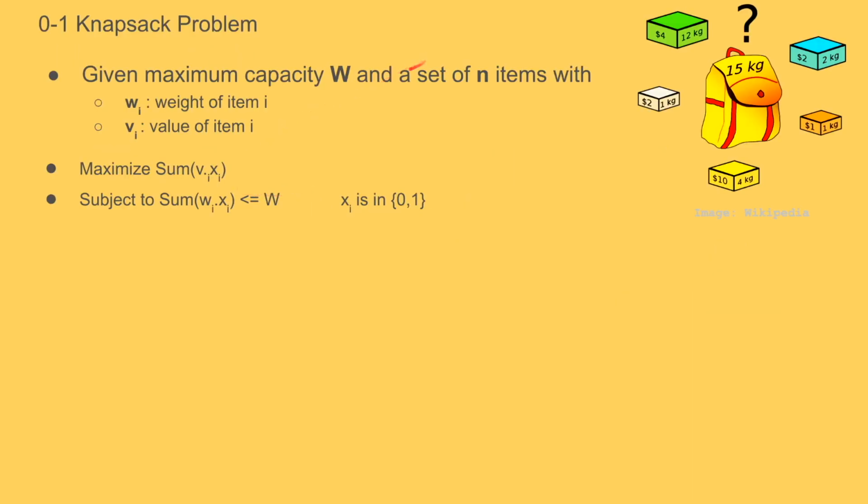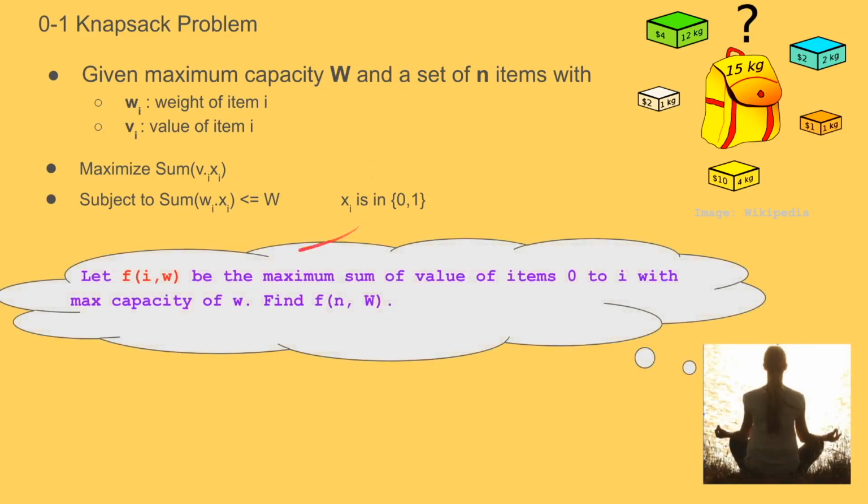All right, going back to the problem, let's propose a new cost function, where we added a second parameter, which is W. That means f of i and W represents the maximum sum of value of items 0 to i with the maximum capacity of W. And then in order to solve the problem, we have to find f of N and W.